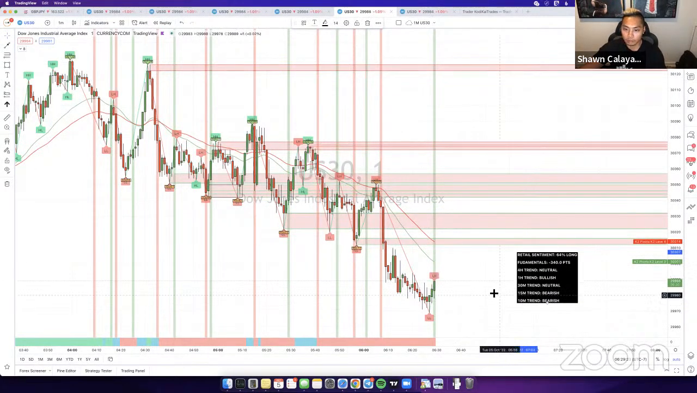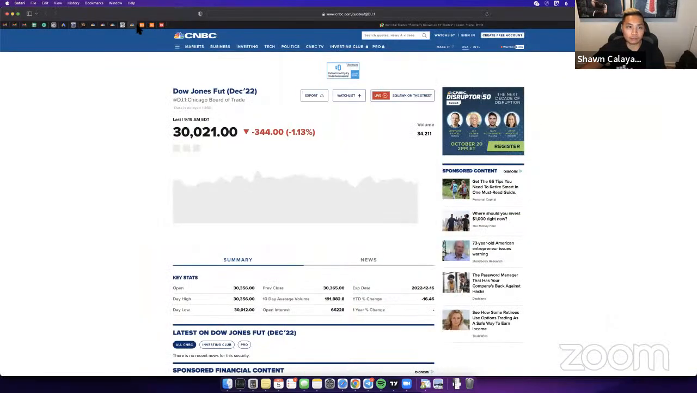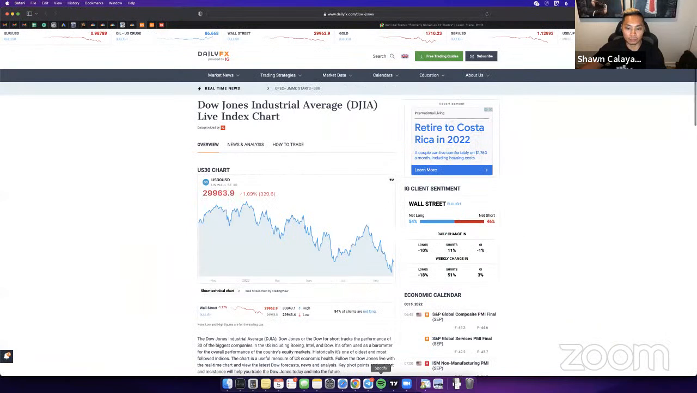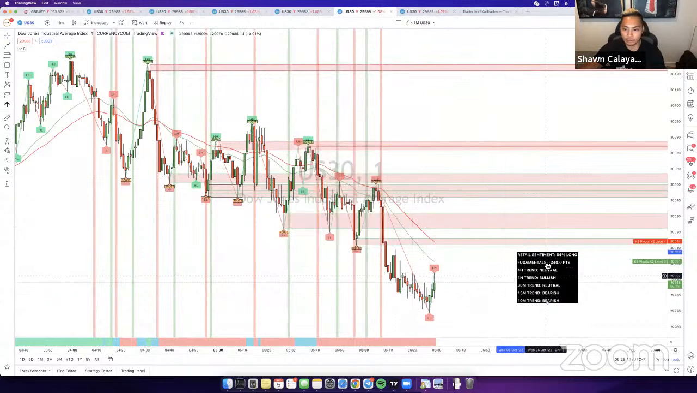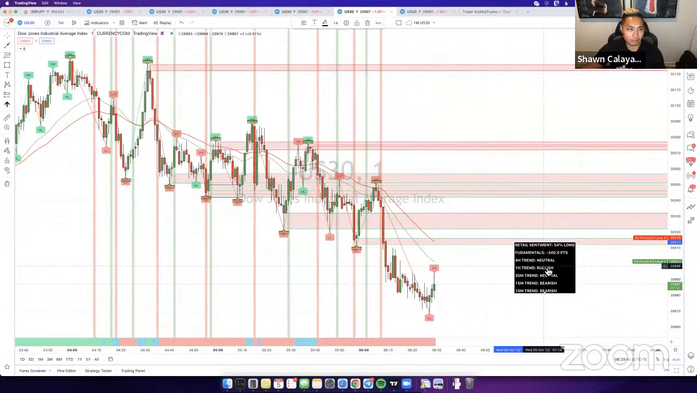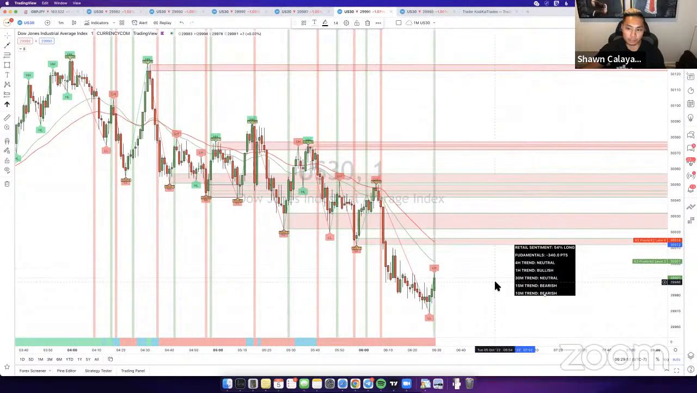Looking over here at market open, our retail sentiment was 54, not 60. Yeah, 54 actually. It was 54% long, indicating that 54% of retail traders are currently buying right now. So you typically want to do the opposite and sell. However, it's not very strong. It's very weak, only at 54%, and we typically want it to be above 60%. Fundamentals were 340 points in the red. So both of these are indicating some sort of sell.